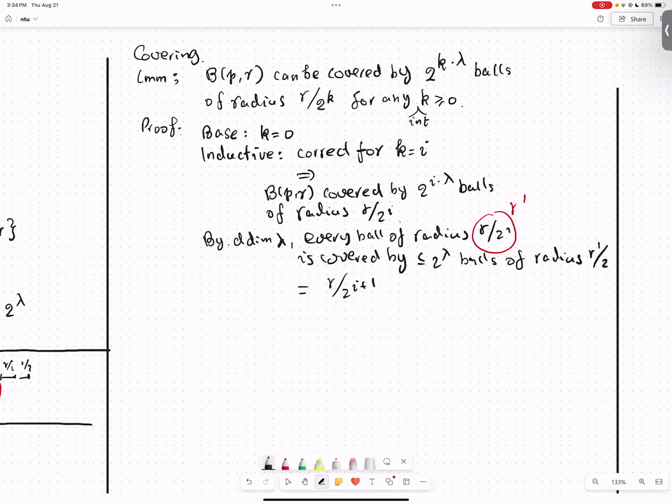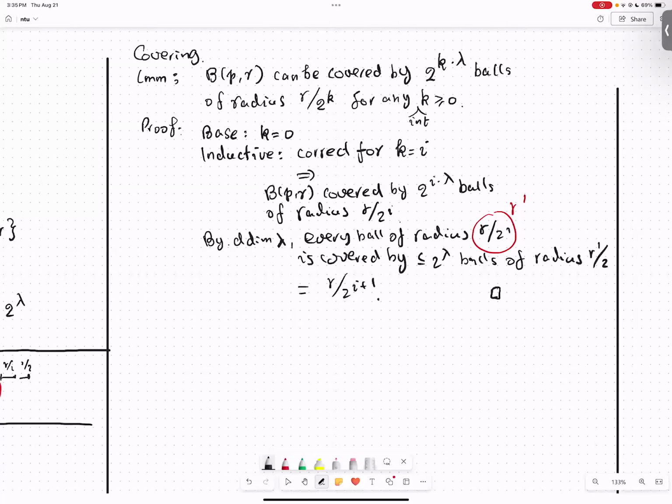But each of these balls can be covered by another 2 to the power of lambda balls, right? So this is just expanding this ball of radius r over 2 to the power of i with 2 to the power of lambda balls whose radius is r over 2 to the power of i plus 1, right? So it's like one ball replaced by 2 to the power of lambda. So in general, how many balls do you have in the end? 2 to the power of i plus 1 times lambda of radius r over 2 to the power of i plus 1, all right? And therefore, QED.